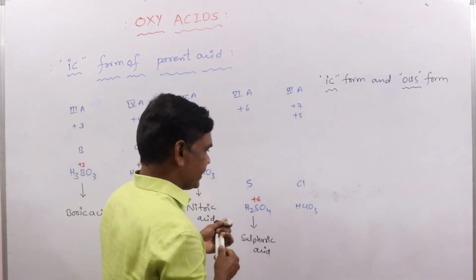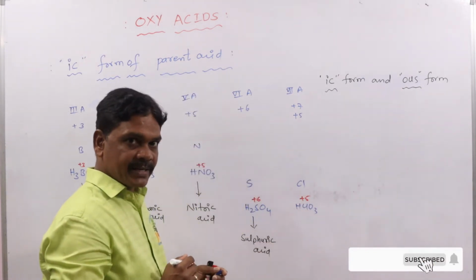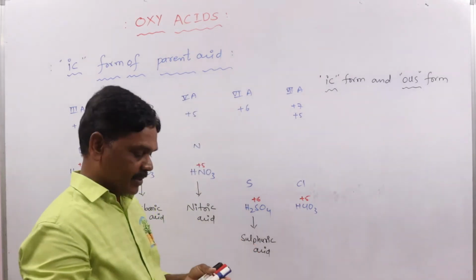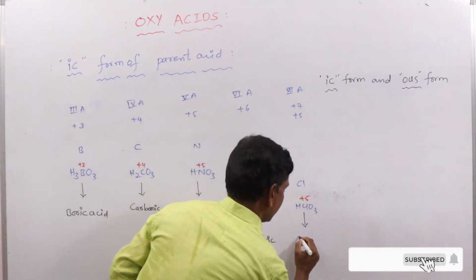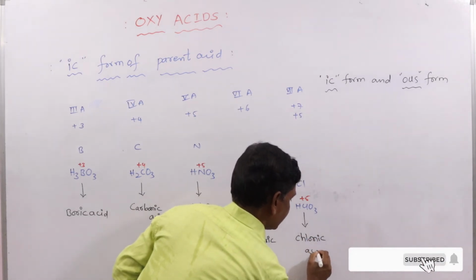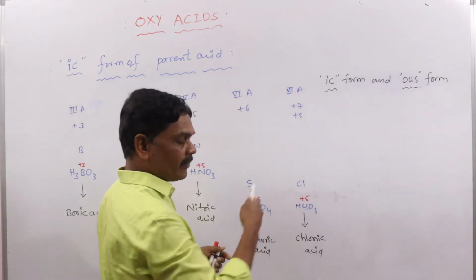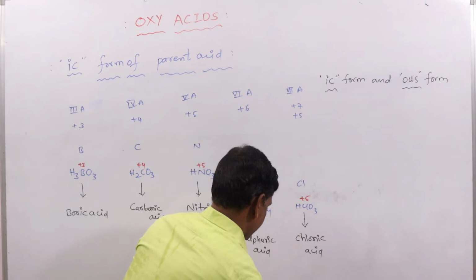HClO3. Here the oxidation state of chlorine is +5. So that is known as what? Chloric acid. The name of this compound is chloric acid. For example, HClO4 is there. Another example here is using this chlorine.